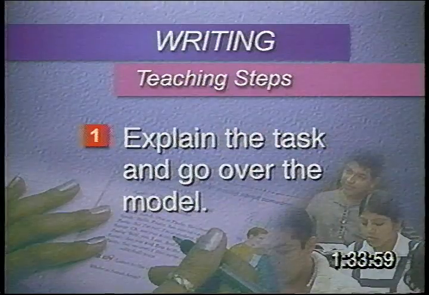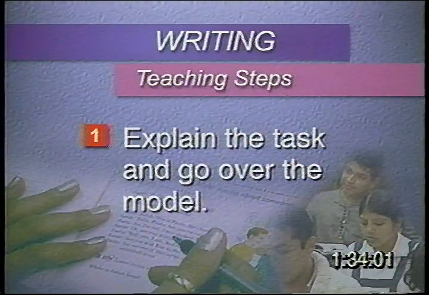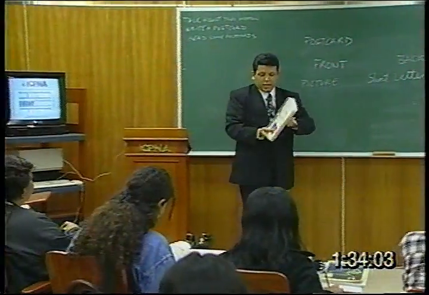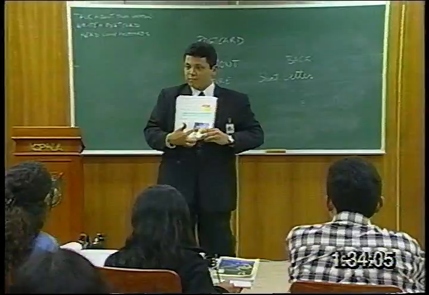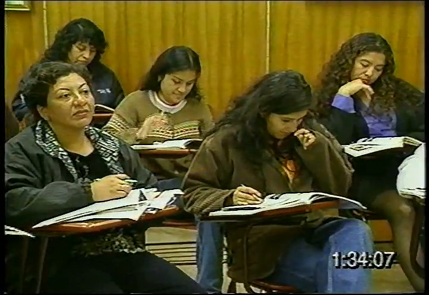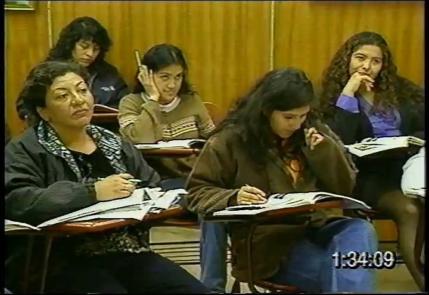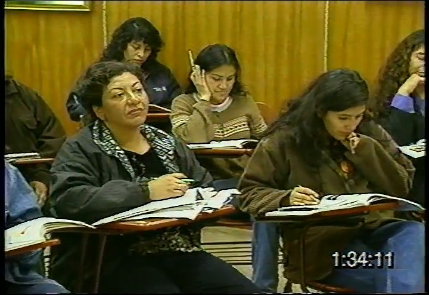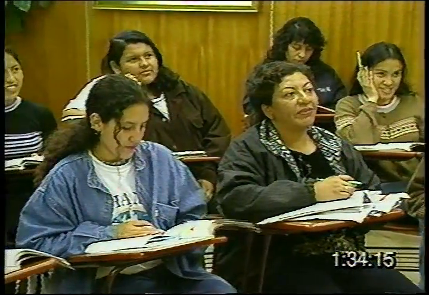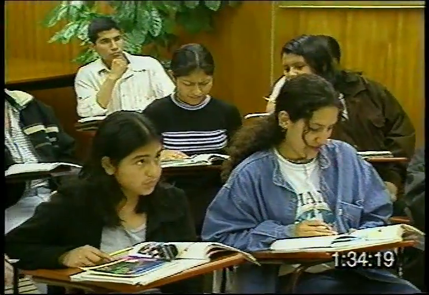Teaching step 1. Explain the task and go over the model. Here we have an example of a postcard. Take a look, everybody. Take a look at the picture. Where did this person go? For the first impression, where did this person go? Mexico. Why do you say Mexico? Mariachis, right? Mariachis are in the picture. What are they doing in the picture?